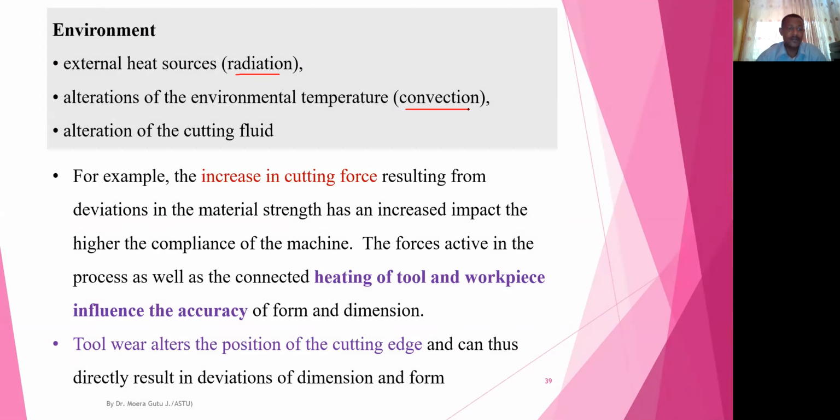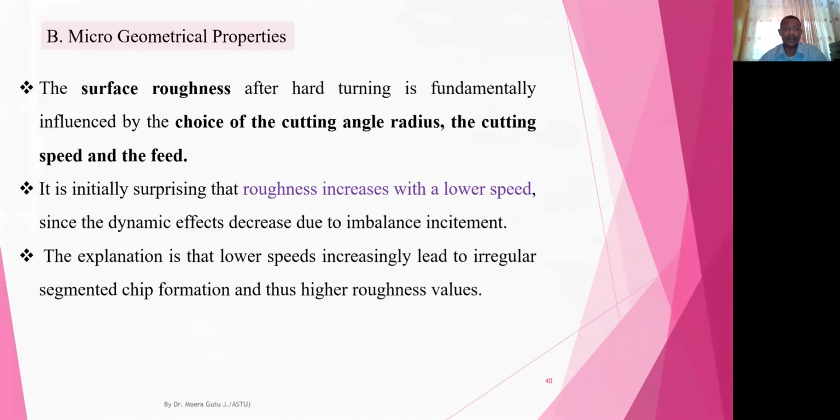For example, the increase in cutting force resulting from deviations in the material strength has an increased impact the higher the compliance of the machine. The forces active in the process as well as the connected heating of tool and workpiece influence the accuracy of the form and deviations. Tool wear alters the position of the cutting edge and can thus directly result in deviation of dimension and forms. These are the micro things, when you see the micro geometric properties, the very micro level geometric property of machined hard material.